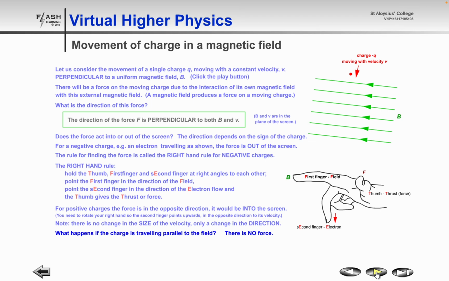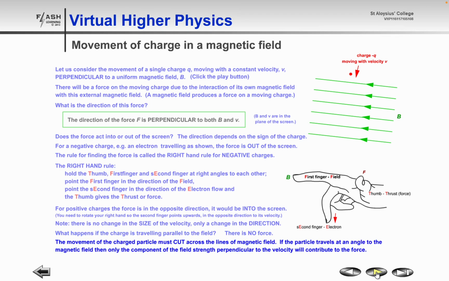What happens if the charge is travelling parallel to the field? Then there's no actual force involved at that point, is there? Now, we don't go into great detail of describing why that is and so on. The movement of the charged particle must cut the field lines though.